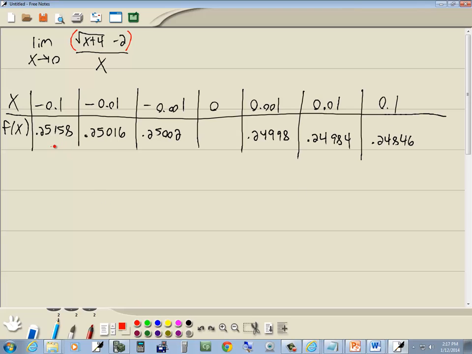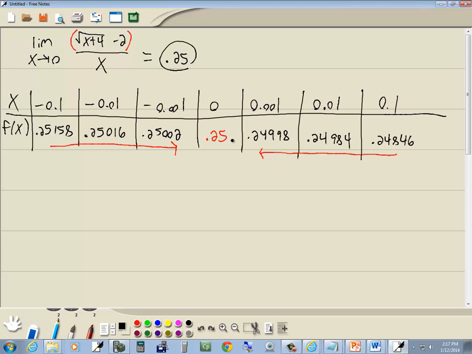Okay, coming from the left side and from the right side, let's see what it's both approaching. So from over here, 0.25158, 0.25016, 0.25002, looks like it's approaching 0.25. Coming from this side, 0.24846, 0.24984, 0.24998, looks like it's also approaching 0.25. So we'll say that's our answer.